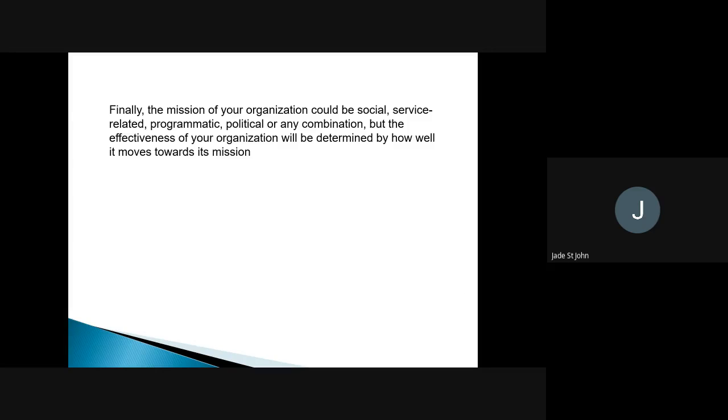So finally, the mission of your organization could be social, service related, programmatic, political, or any combination. But as I was saying, the effectiveness of an organization will be determined by how well it moves towards its mission, right? So I have a mission statement here.